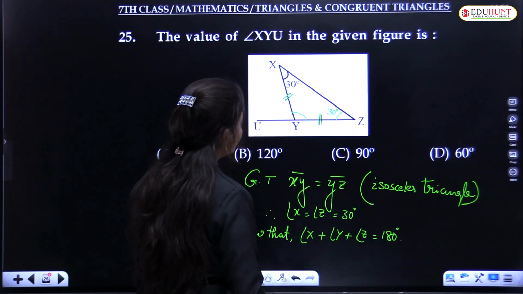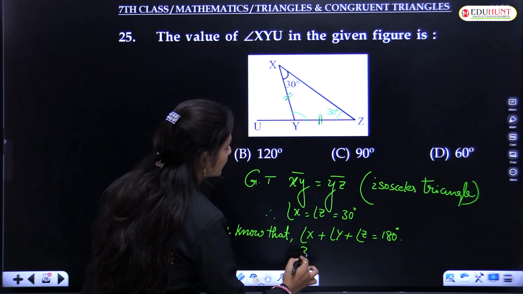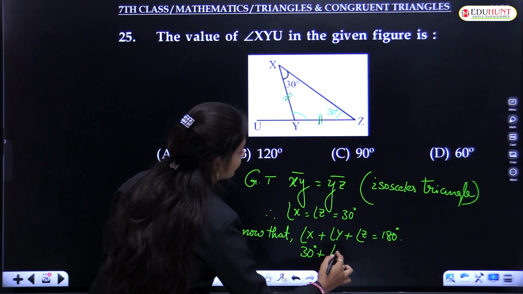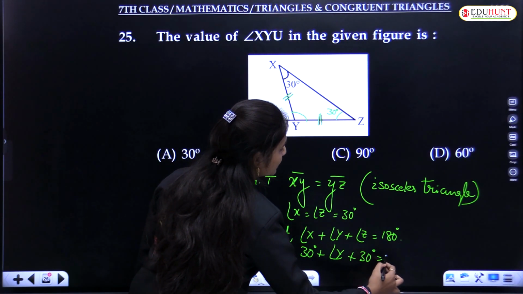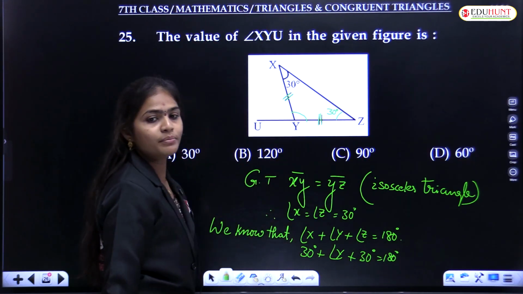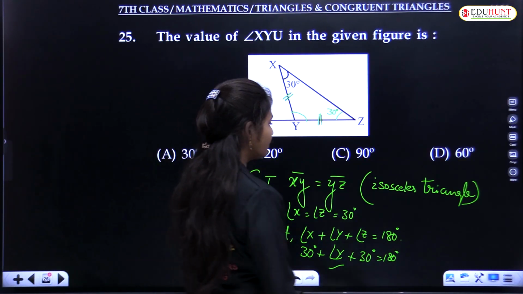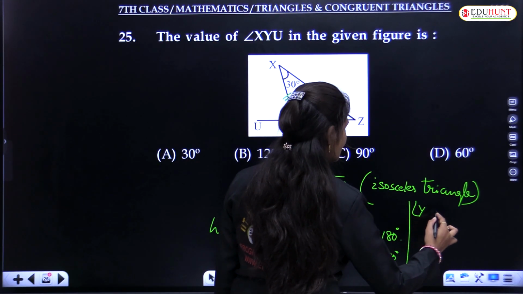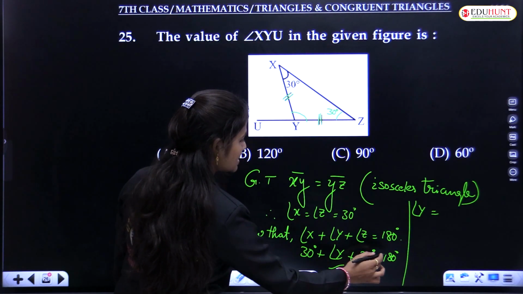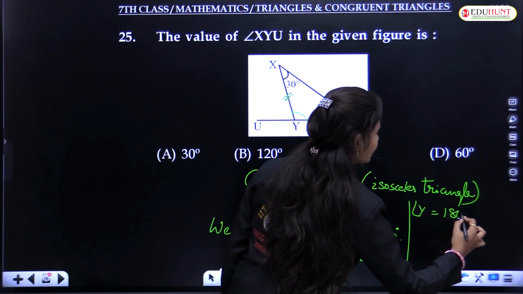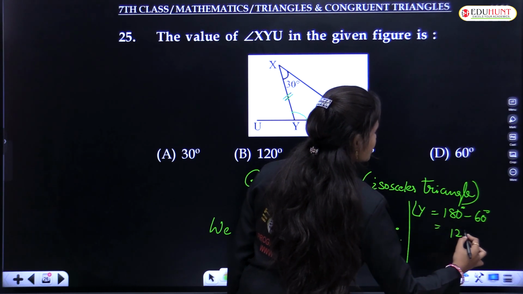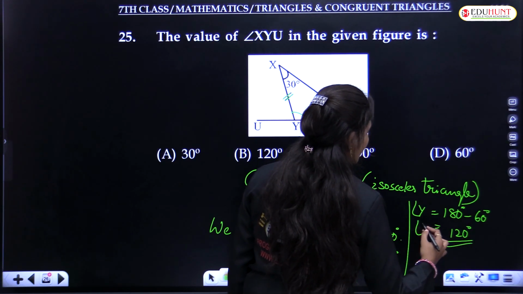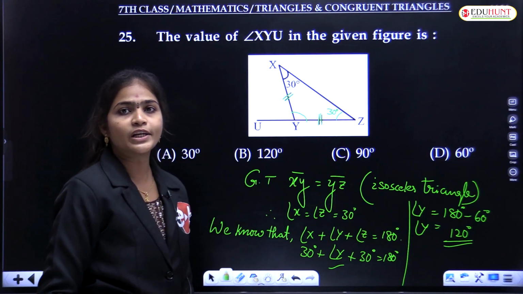We know this condition. So here angle X is equal to 30 degrees, plus angle y, write it as it is, plus angle z is equal to 30 degrees, which is equal to 180 degrees. So from this, what is the value of y here? Angle y is equal to 180 minus (30 plus 30), so 180 minus 60, which is equal to 120 degrees. So angle y is equal to 120 degrees.